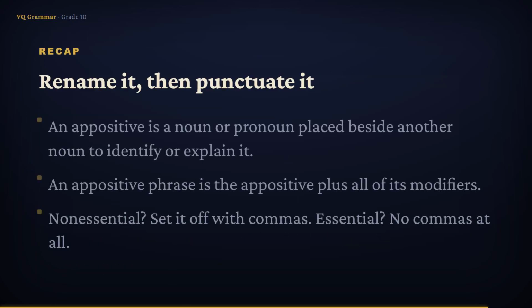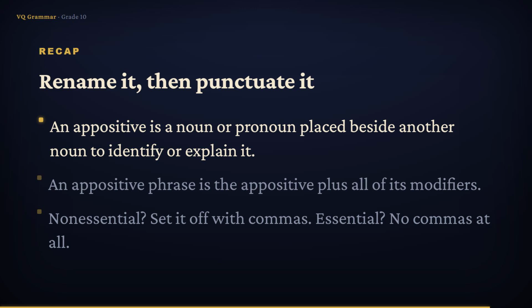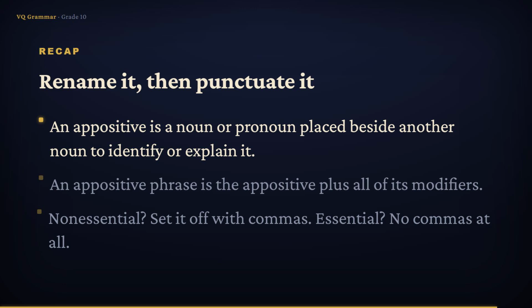Let's gather it all up. An appositive is a noun or a pronoun placed right beside another noun to identify it or to explain it, like my uncle, a beekeeper. An appositive phrase is that appositive plus every modifier it drags along, like the fastest swimmer on the team.